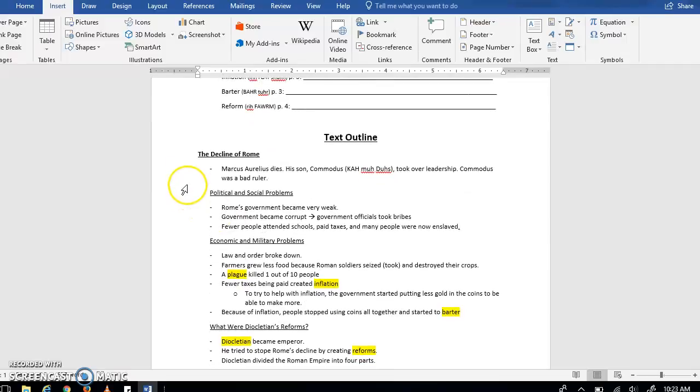So what I did was I have the headings and the subheadings, and I just pulled out the main ideas in each of these sections. I did this so that it simplifies the reading as well as doesn't overwhelm the student with so much information. It's just the main ideas in each one of these sections.